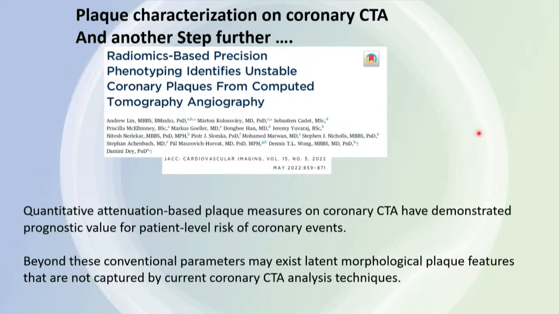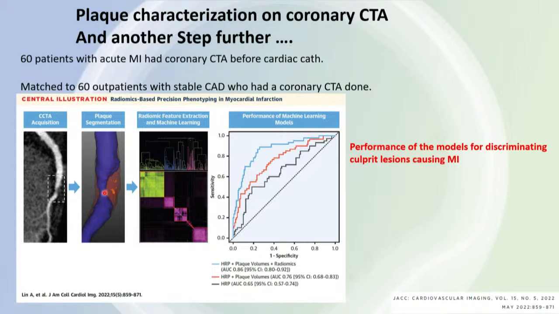This study, published in 2022 in JACC Imaging, looked at radiomics-based precision phenotyping to identify plaques that are causing acute coronary events. So they know from prior data that attenuation-based plaque measures on coronary CT have demonstrated prognostic value for patient-level risk of coronary events. And so they hypothesized that beyond these conventional parameters, there may exist latent morphological plaque features that are not captured by the current coronary CT analysis techniques. The software is able to generate these heat maps, and the heat maps are basically clusters of different radiomic features.